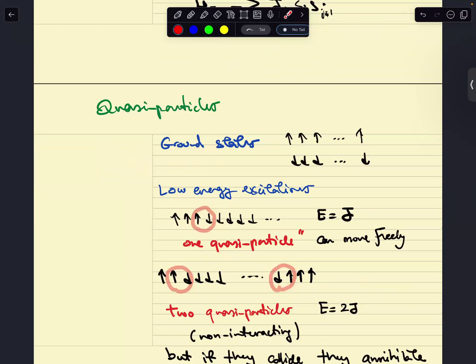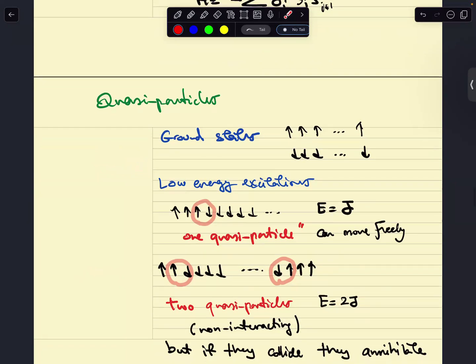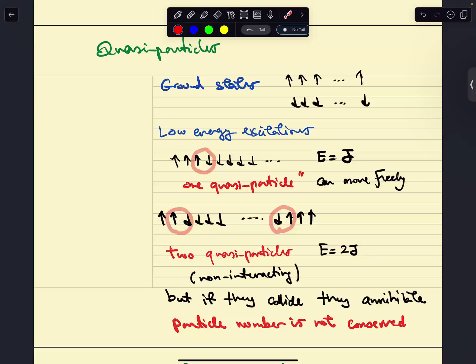You could have two of them, like, up, all the way up, down, up again. And now these two quasi-particles are non-interacting because I can move them around. So the energy of this is 2J. That points to the fact that it's non-interacting. However, they do something funny. If you bring them together, they could annihilate.